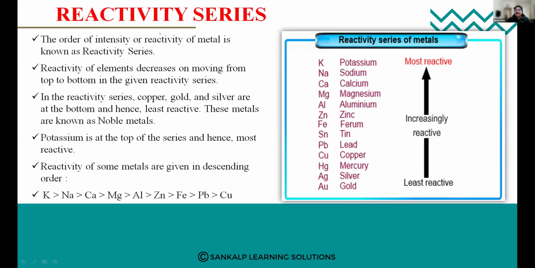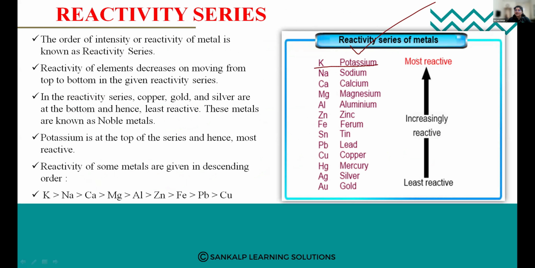So next is the reactivity series. Very important. In the reactivity series, it tells you the reactivity of a metal. So you can see on the right hand side here, the reactivity series of different metals is given. This is the order of intensity of how a metal reacts. So this is termed as the reactivity series.